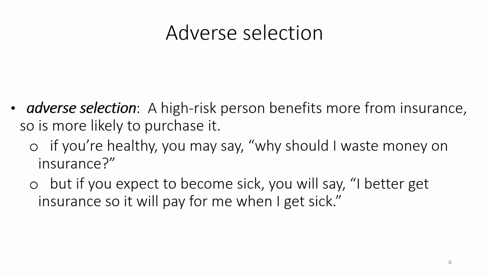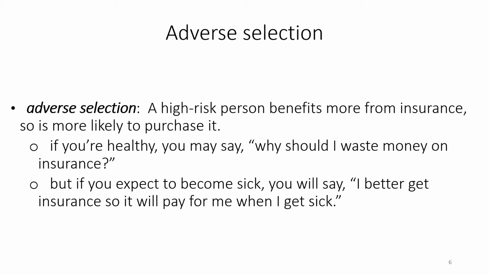But on the other hand, if something about you convinces you that you will get sick, let's say that you already are, or your family history suggests that you'll get sick in the future, you might have a history of heart disease in your family or something, you might say to yourself, I better get insurance now so that when I do get sick, and I think I will, the insurance company will come in and pay for my loss. They'll pay for my hospital care or whatever, right?